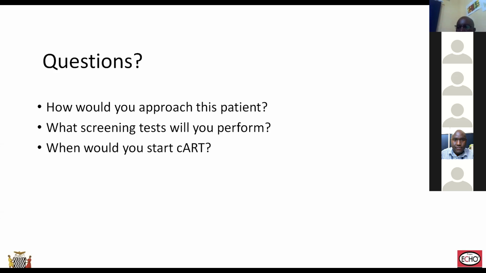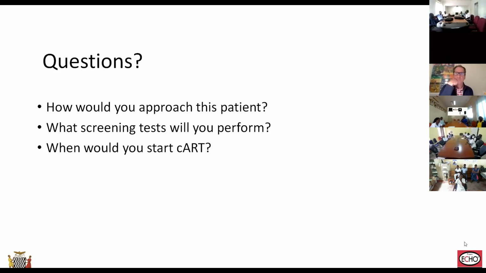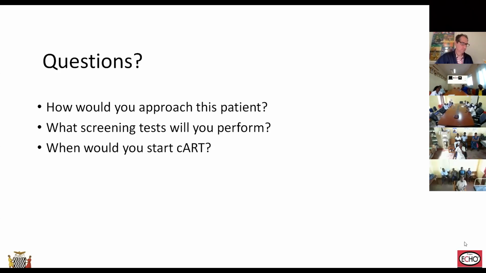Okay, while Chilenge is still thinking, I'll pick on Lewanika. Lewanika, would you like to give it a go? We have our scenario there, and the questions, the first questions are, how would you approach this patient? And what screening tests would you perform? Then the other question is, when would you start ART? Lewanika, are you with us?